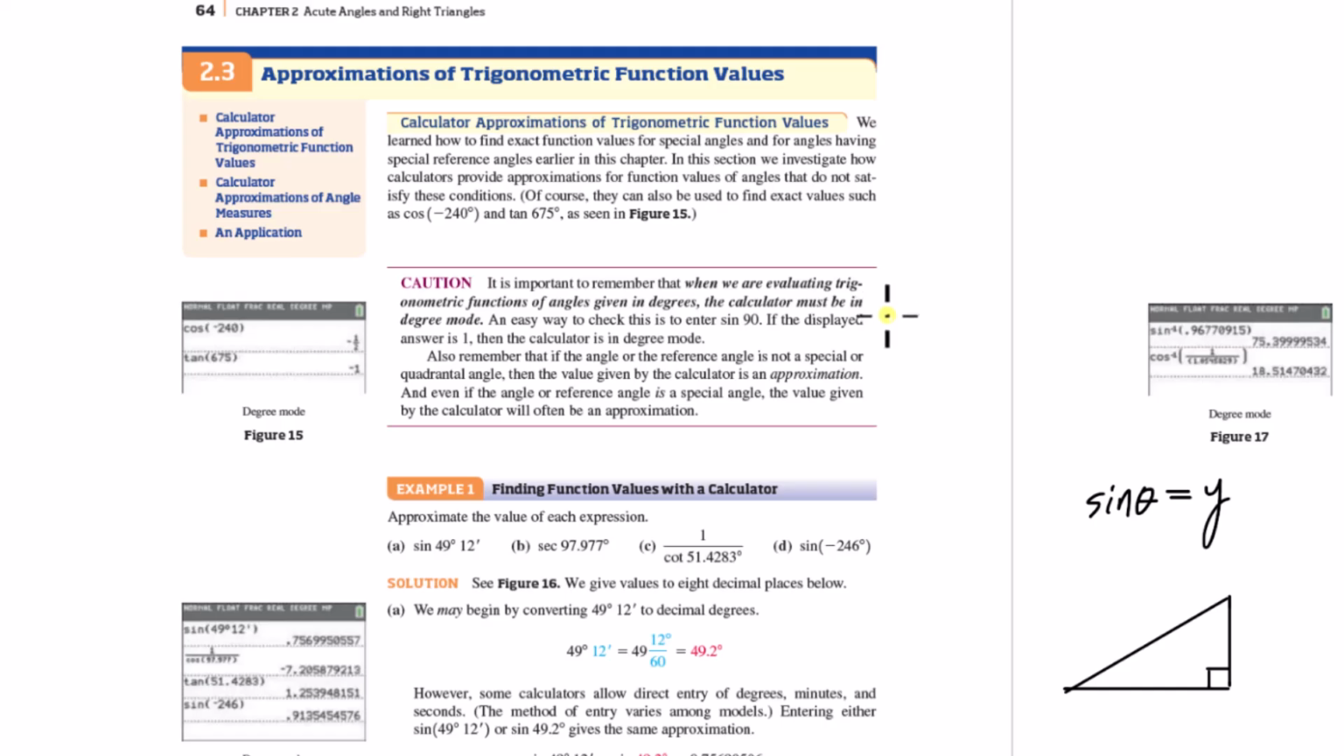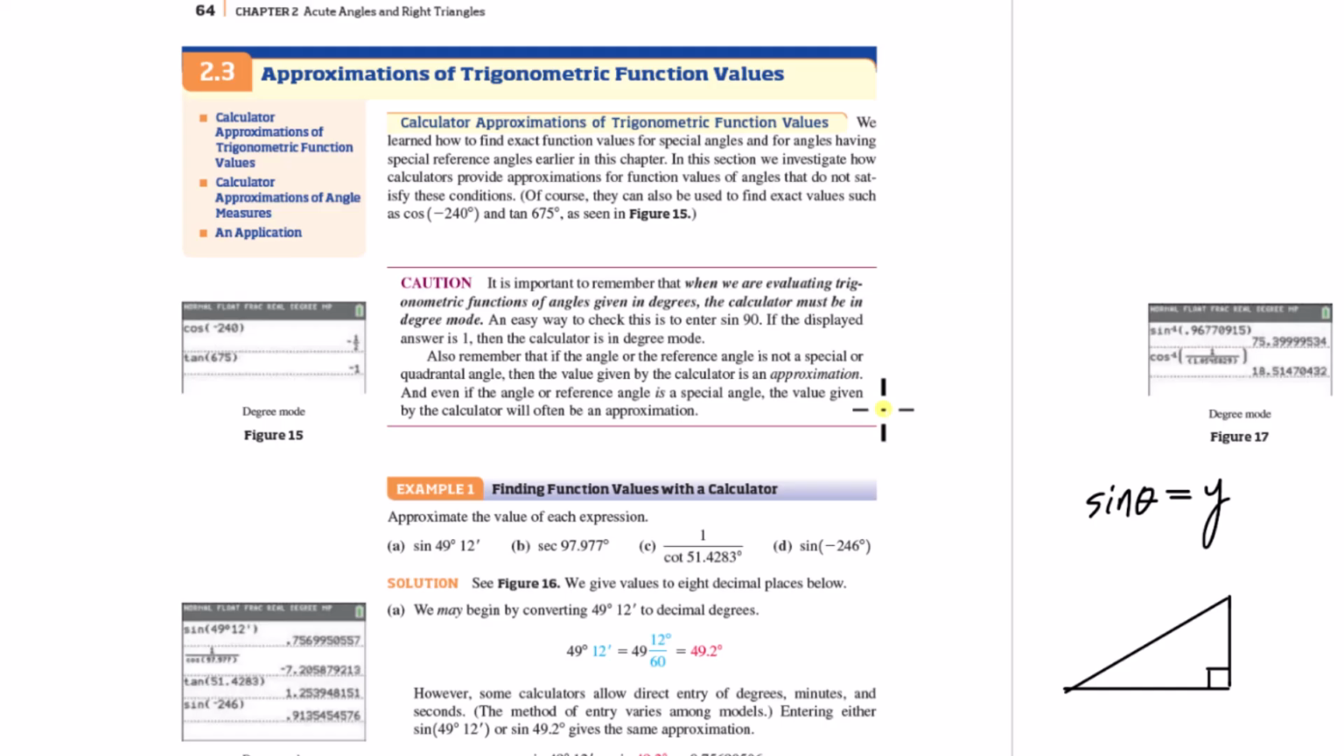Here they just mentioned that you want to check the mode you're in, degree mode or radian mode. Also remember that if the angle or the reference angle is not a special or quadrantal angle, then the value given by the calculator is an approximation. And even if the angle or reference angle is a special angle, the value given by the calculator will often be an approximation. It just depends on if it involves a special angle, but you input a decimal into it, it's still going to give you an approximation. So it's good to know this kind of stuff. And it looks like the only angles that we can solve for exactly are just the special angles, 30, 60, and 45. So that's interesting.